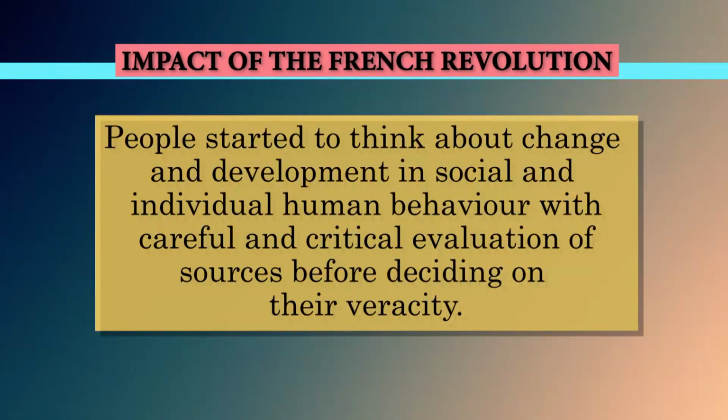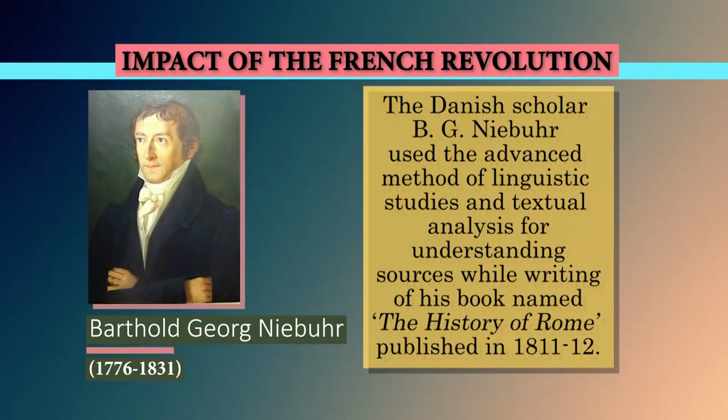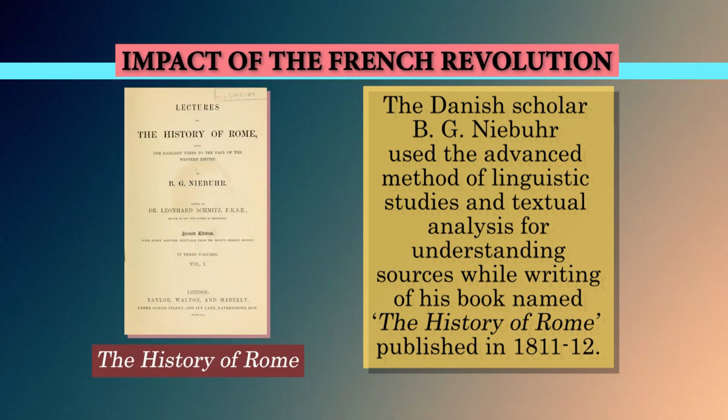People started to think about change and development in social and individual human behavior, with careful and critical evaluation of sources before deciding on their veracity. We find that the Danish scholar Berthold Georg Niebuhr, a scholar during the late 18th and early 19th century, used the advanced method of linguistic studies and textual analysis for understanding sources while writing his book named The History of Rome. The book was published in 1811 and 1812.